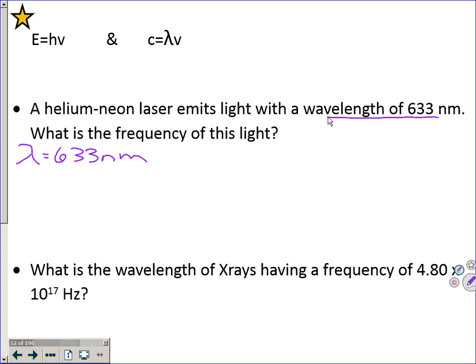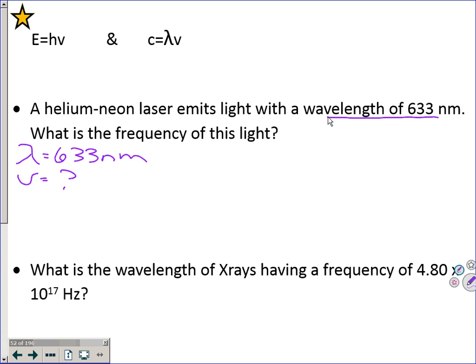Wavelength, 633 nanometers. What is the frequency of this light? Okay, what's the variable for frequency? Say again? v. Good, v. So that right now is our question. We have one given, we have a v that we're looking for. Which of these equations, the left one or the right one, am I going to have to use? The left one or the right one up here? Right one. It's the only one that has what and what in it. Frequency and wavelength, the two things in the question.